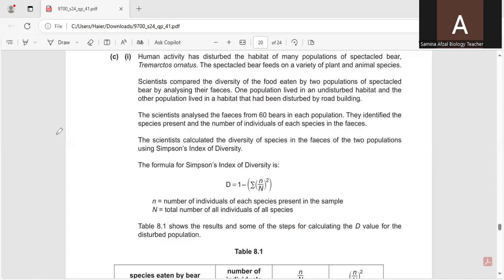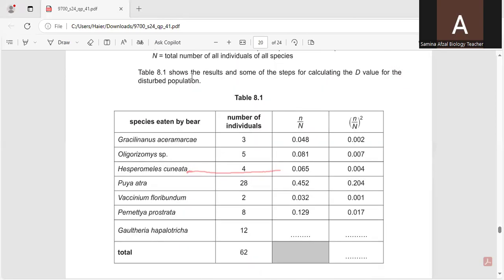So you can see there is a formula, which is the Simpson's index of diversity. D is equal to 1 minus sigma n over N squared, where small n shows the number of individuals of each species, and capital N shows the total number of individuals of all species. We move towards table 8.1, which shows the results and some of the steps for calculating the D value for the disturbed tree.